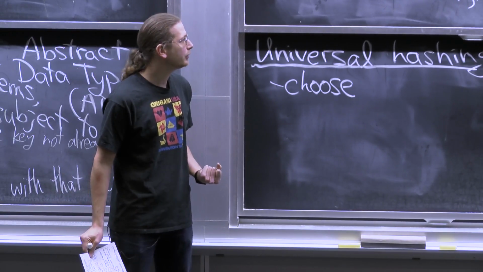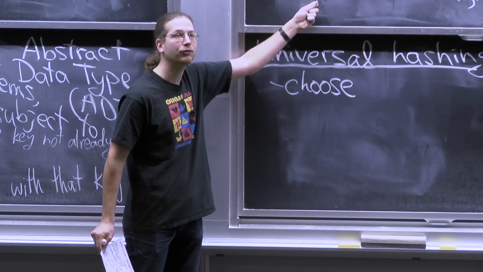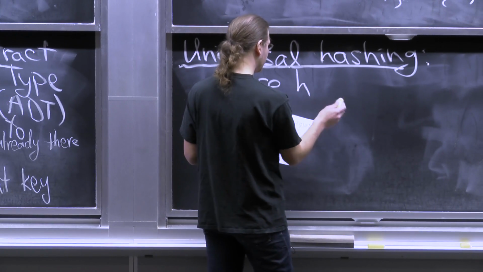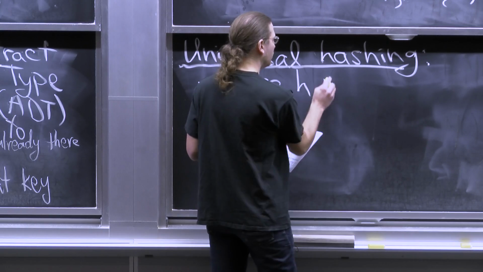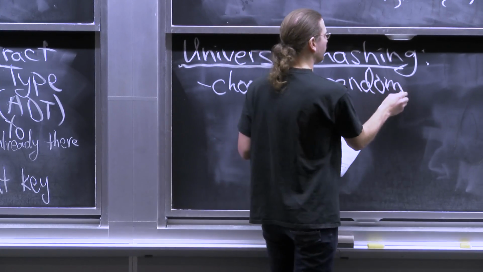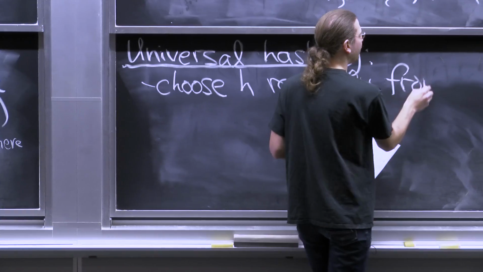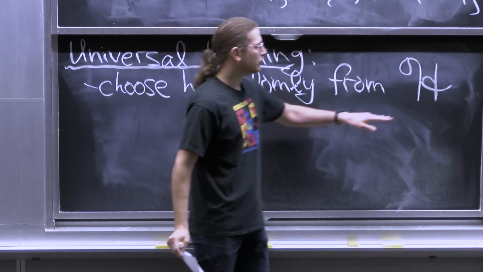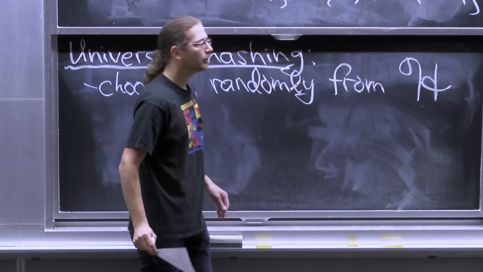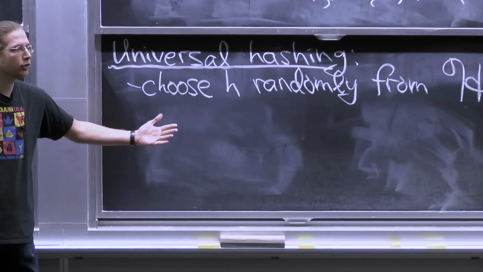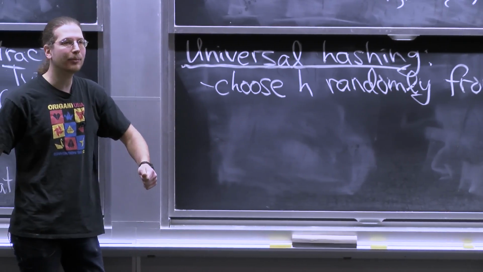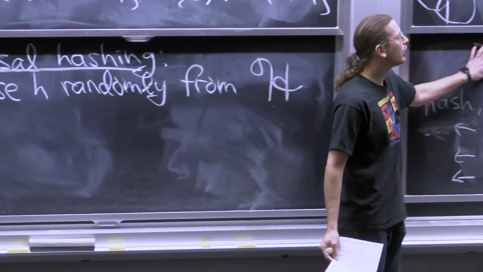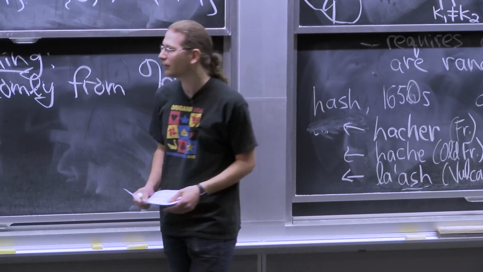And the way we're going to do that is in how we choose the hash function. We're going to choose our hash function randomly from some set of hash functions. Call it capital H. This is going to be a universal hash family. We're going to imagine there are many possible hash functions we could choose. If we choose one of them uniformly at random, that's a random choice. And that randomness is going to be enough that we no longer need to assume anything about the keys.